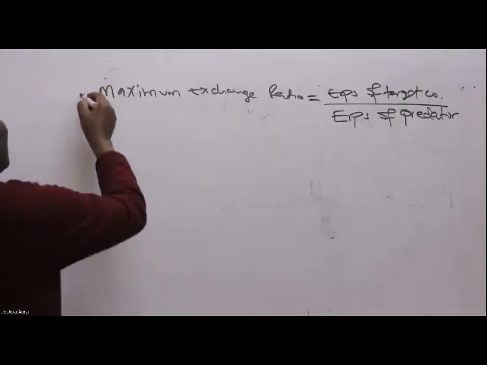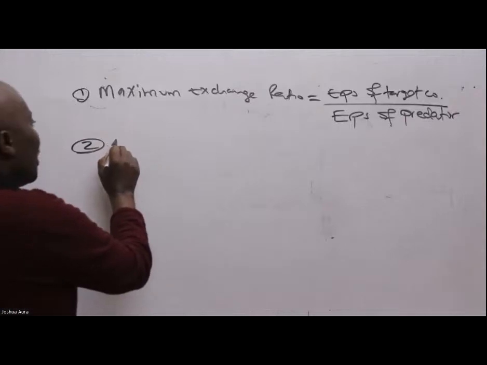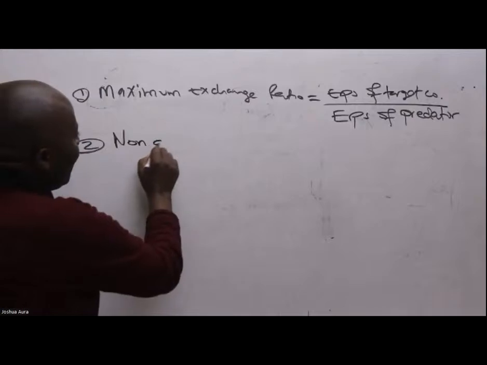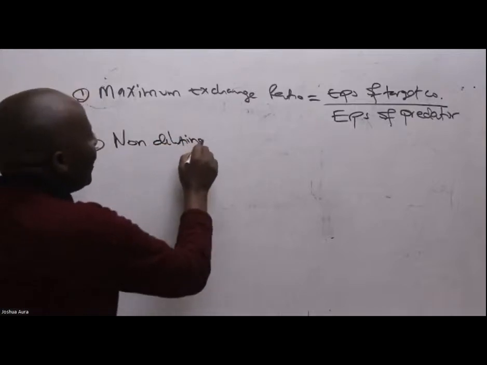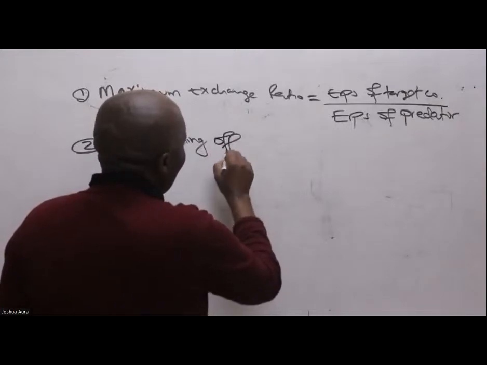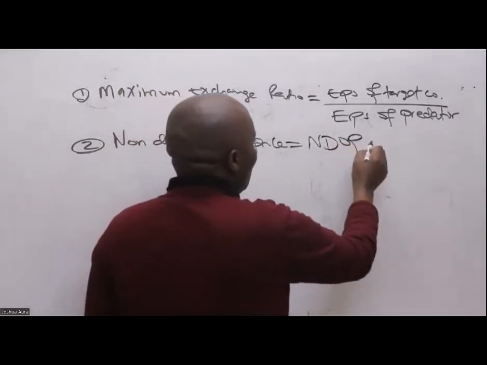Now, ladies and gentlemen, this is number one. I would want to see whether there is anybody who can remember the formula of getting the non-diluting offer price. This is what we call in this case NDOP.